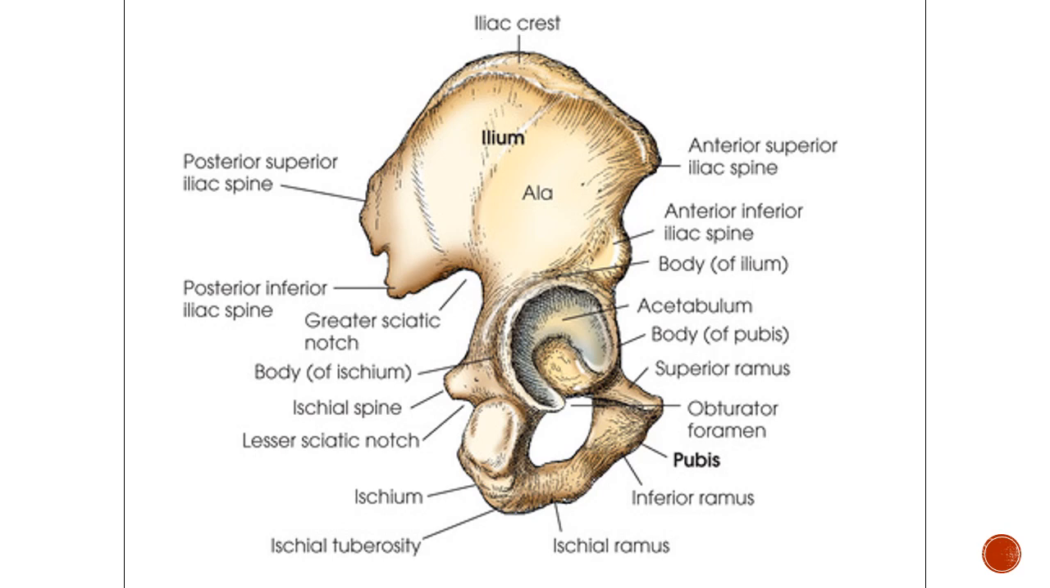Posteriorly, we have the iliac crest again, the posterior superior iliac spine, the posterior inferior iliac spine, shown here, the greater sciatic notch, the body of the ischium, the ischial spine, a different viewpoint of it, the inferior iliac spine, the ischium and the ischial tuberosity, the ischial ramus, the inferior pubic ramus, the pubis, the obturator foramen, which is that hole here, formed by the ischium and the pubic bone, the superior pubic ramus, the body of the pubic bone, the acetabulum, the body of the ilium, and then we have the AIIS and the ASIS.